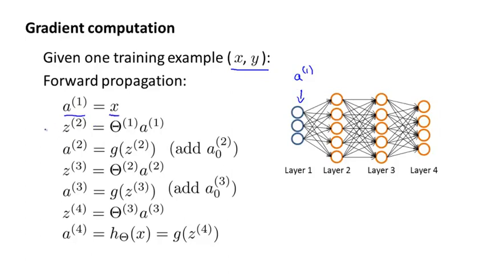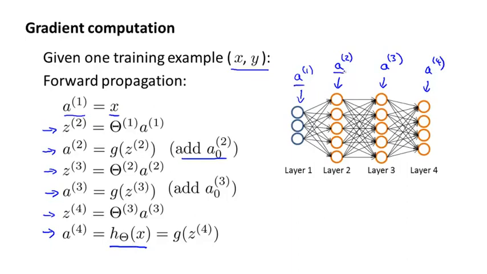And then we're going to compute z2 equals theta1 a1, and a2 equals g, the sigmoid activation function applied to z2. And this would give us our activations for the first hidden layer, that is for layer 2 of the network. And we also add those bias terms. Next, we apply two more steps of this forward propagation to compute a3 and a4, which is also the output of our hypothesis h of x. So this is our vectorized implementation of forward propagation, and it allows us to compute the activation values for all of the neurons in our neural network.